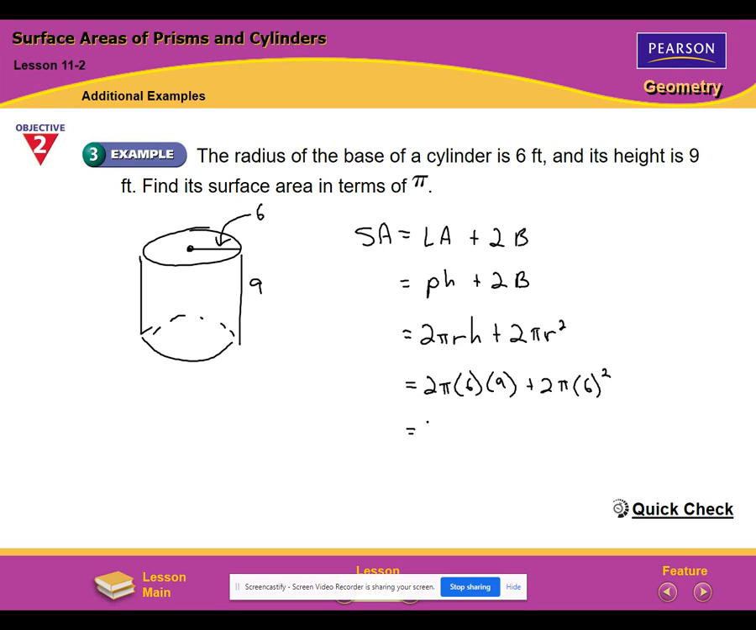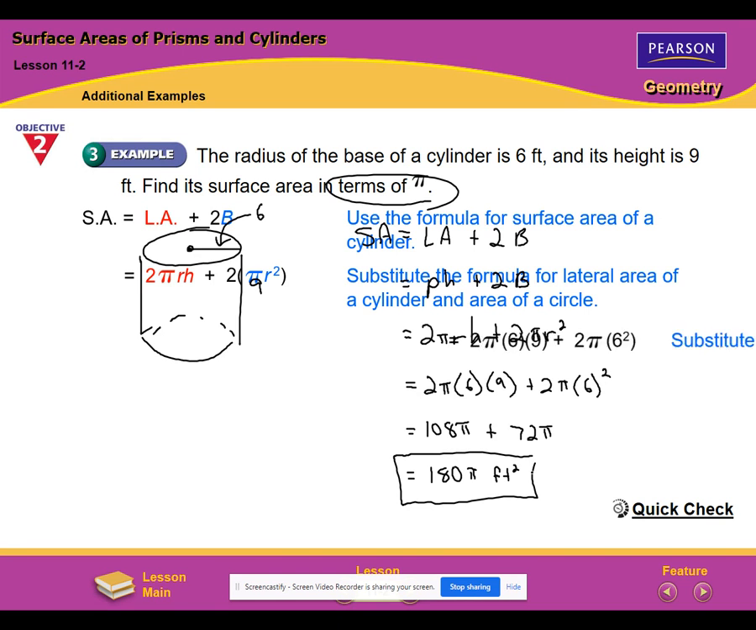All right, now 6 times 9 is 54. Times 2 would be 108. That does mean that the lateral area is 108 pi, and I'm going to leave it in terms of pi because they told me to, plus 6 squared is 36 times 2 would be 72 pi, and treat those like terms. 108 pi plus 72 pi would be 180 pi, and that is in feet squared. 180 feet squared.